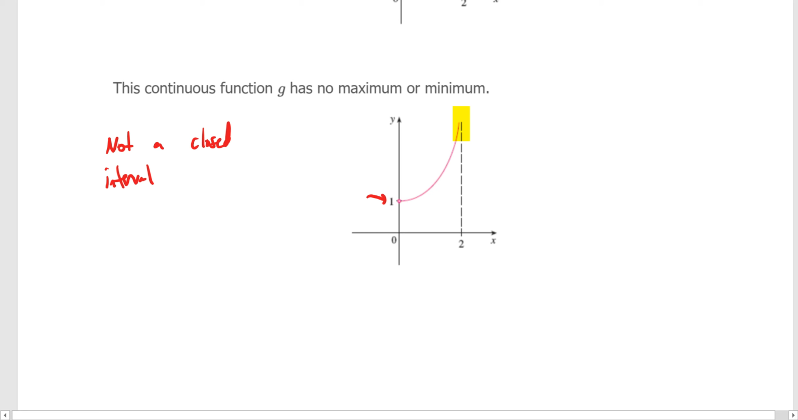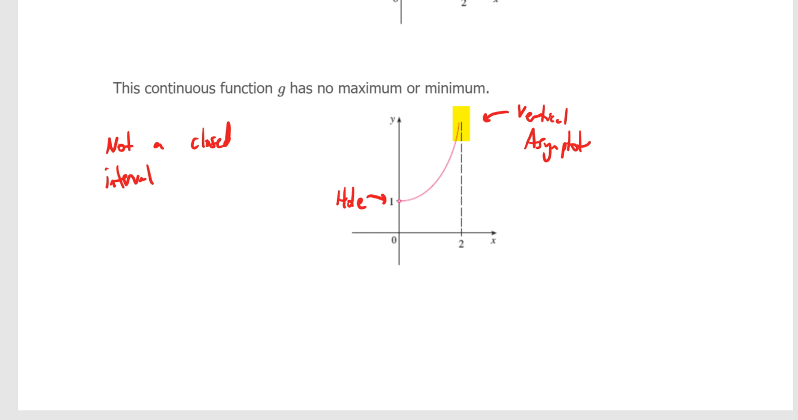And that's because we have a hole at this endpoint, which would have been the absolute minimum. And then we have a vertical asymptote on the right open interval.